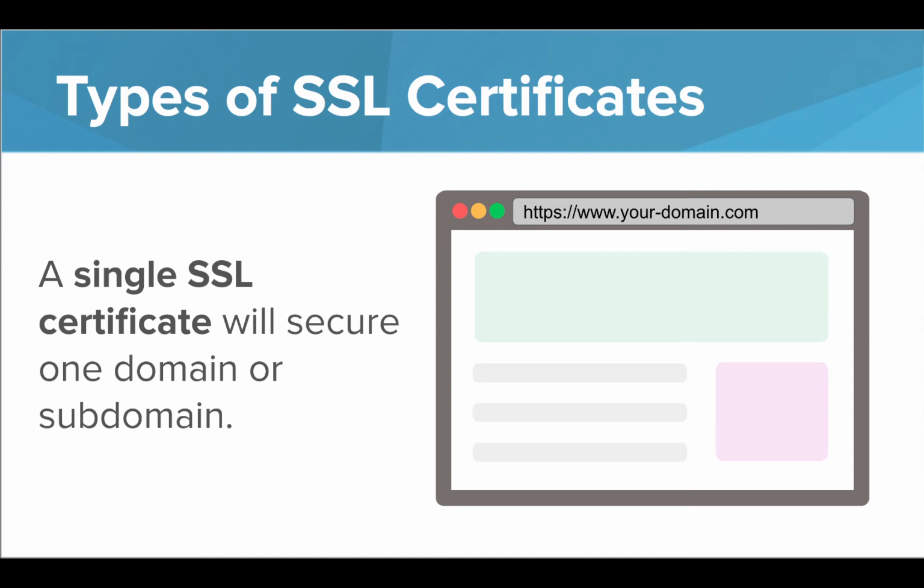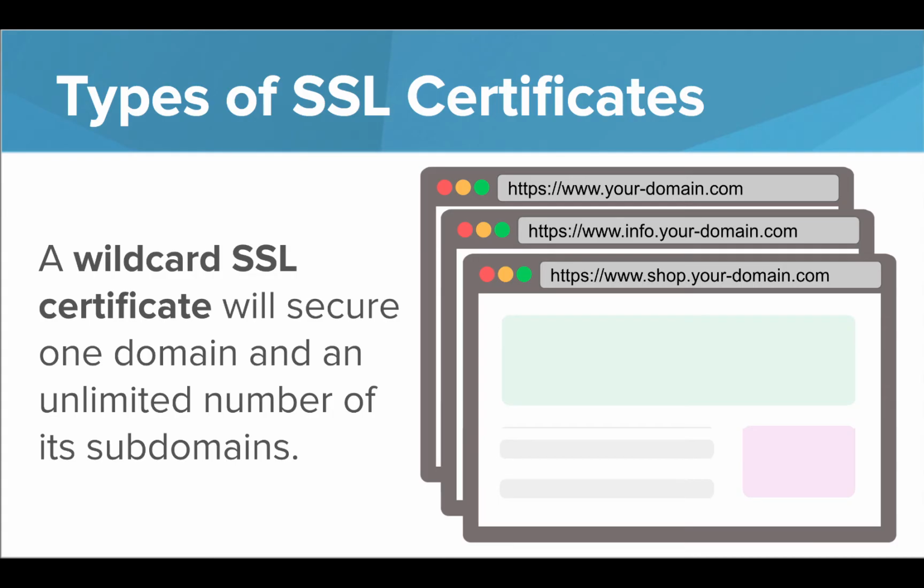There are different types of certificates based on the number of domain names or subdomains owned. A single certificate will only secure one domain or one subdomain. For example, a site like www.yourdomain.com would be covered by the certificate. A wildcard certificate will secure one domain name and an unlimited number of its subdomains. For example, the certificate would apply to yourdomain.com and then also any subdomain, such as info.yourdomain.com and shop.yourdomain.com.